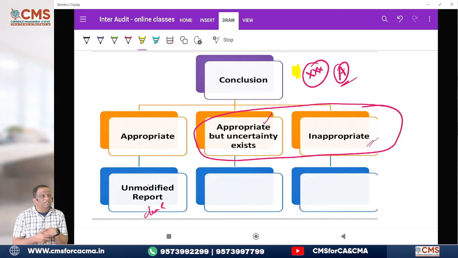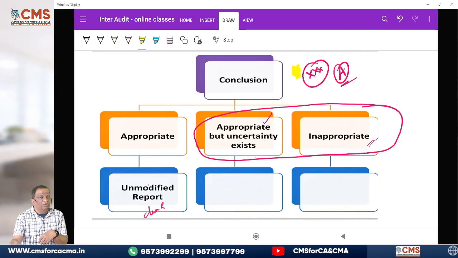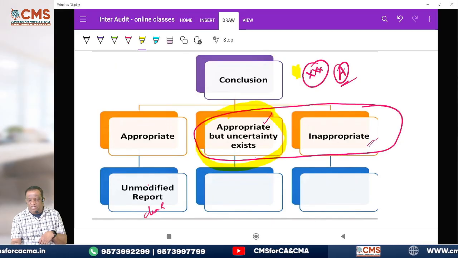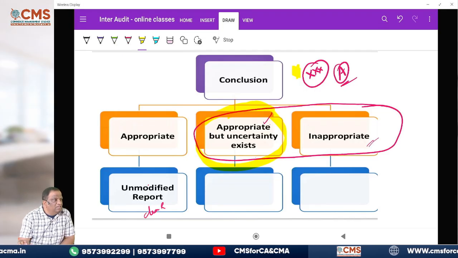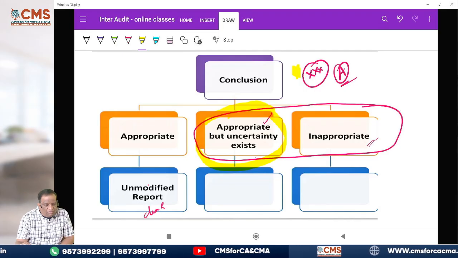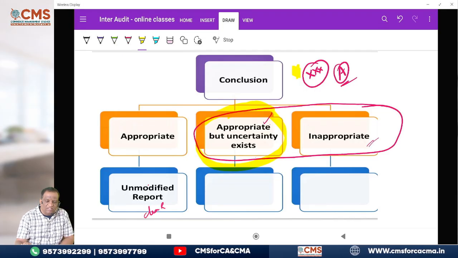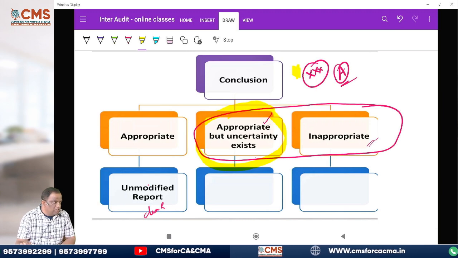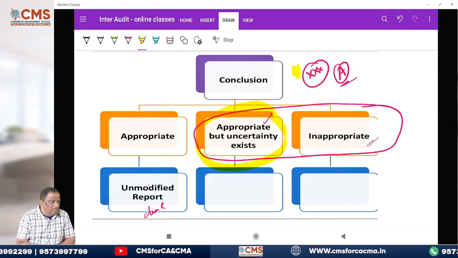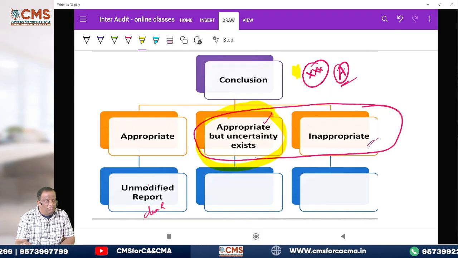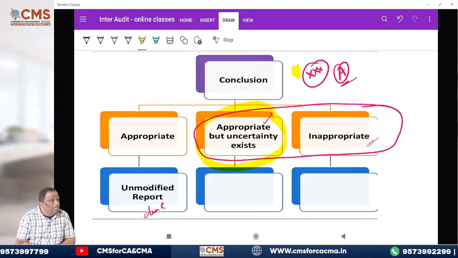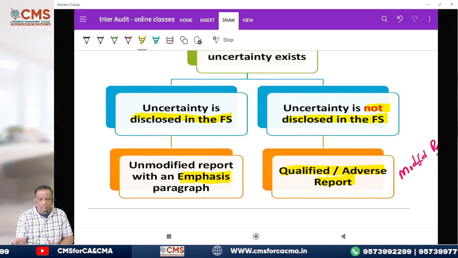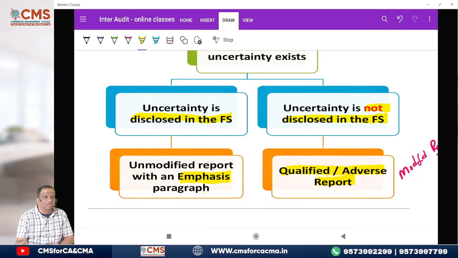Now, having discussed it, let me see how much you remember. What do you do in this middle case, appropriate but uncertainty exists? You discuss with the management whether they have disclosed that uncertainty or not. Now, if they have already disclosed, will you issue a modified report or will you issue emphasis? Emphasis. But if the management has not disclosed, then you will go for a modified report, either qualified or adverse report.